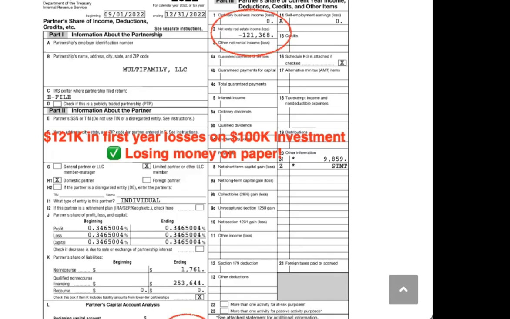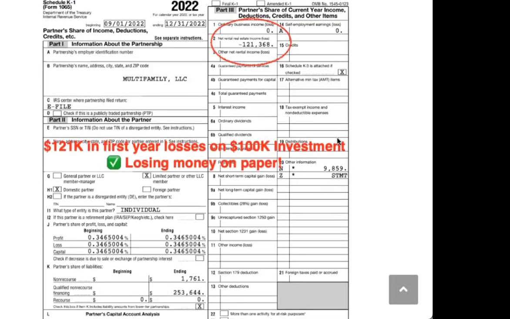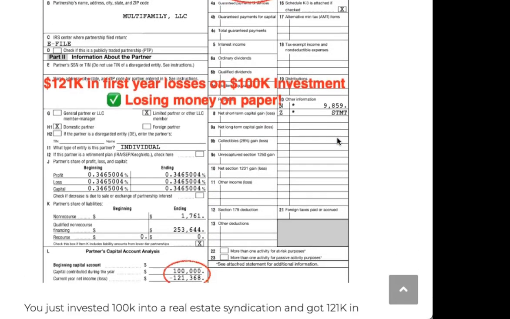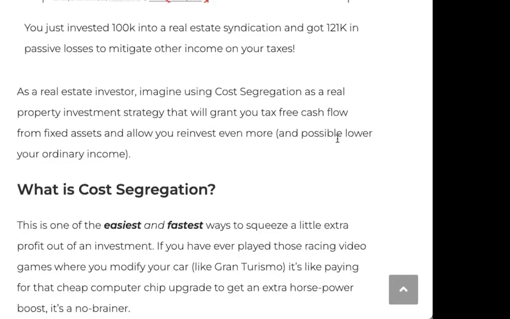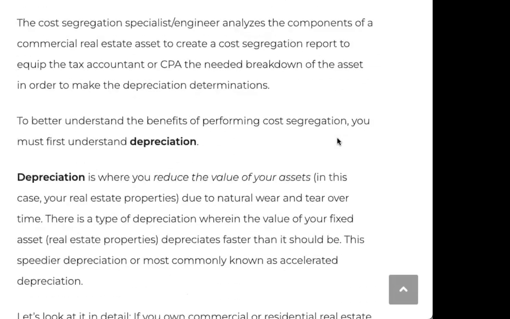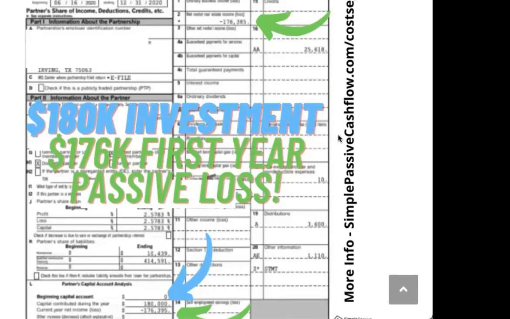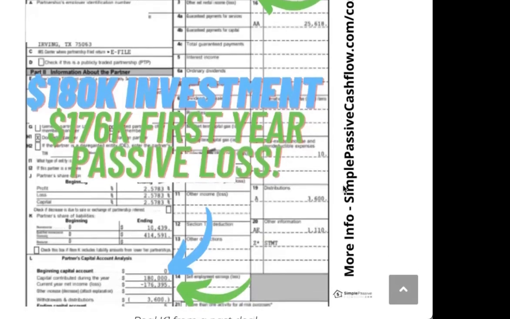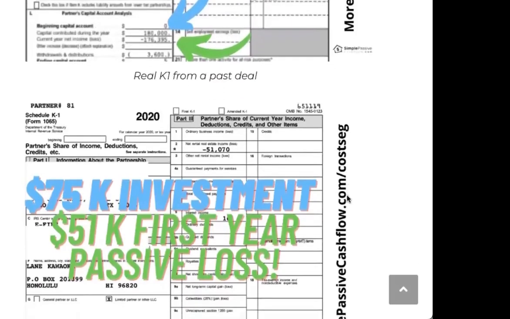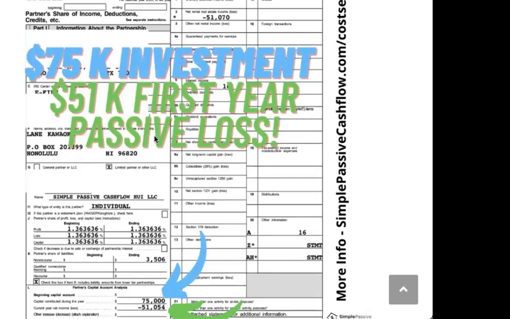How do you get those losses? Here are some real K-1s that I've personally gotten back, or maybe I've taken this from some of my investors. This guy made a $100,000 investment and he got $121,000 in only the first year. That's not even including the rest of it, which is totally losing money on paper. Thumbs up. And that's one, right? That was a more exceptional one. The guy invested 180 grand, got $176,000. I'm trying to find some worse ones, actually.